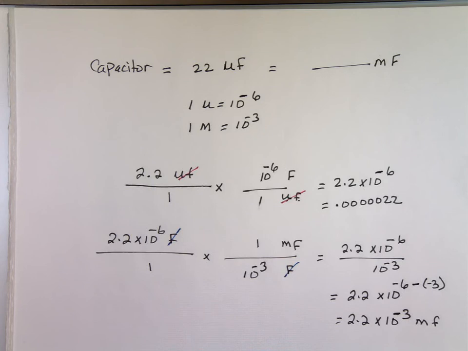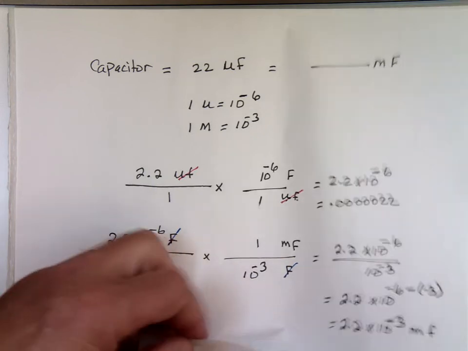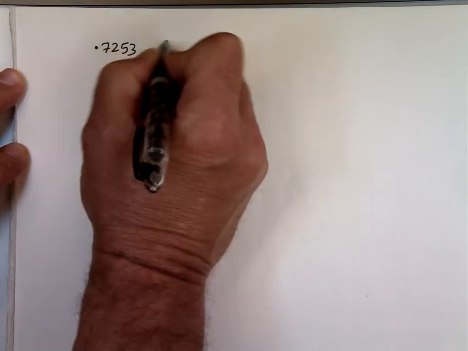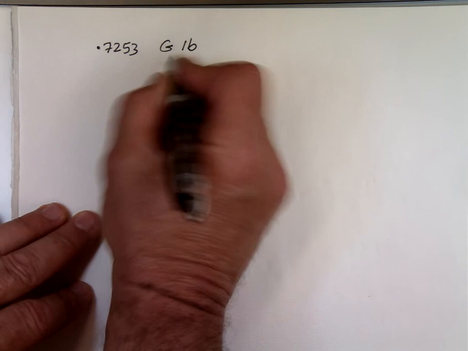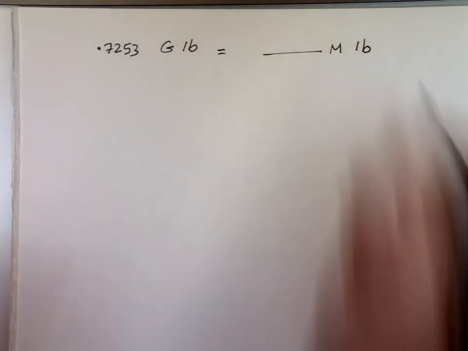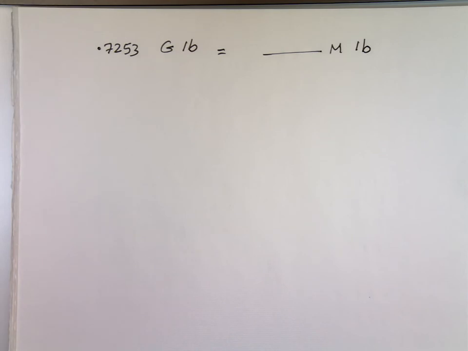Or in some cases, you might have an example. Let's say we have a really heavy truck and it weighs 0.7253 gigapounds. I say, you know what? I don't like that point gigapounds. Can you tell me what that is in terms of megapounds? From giga to mega.